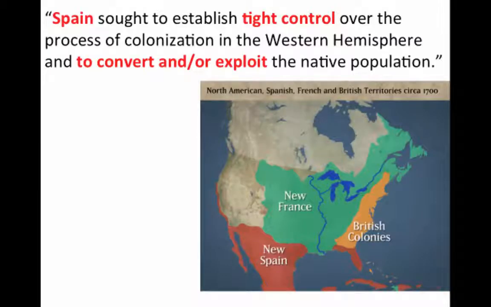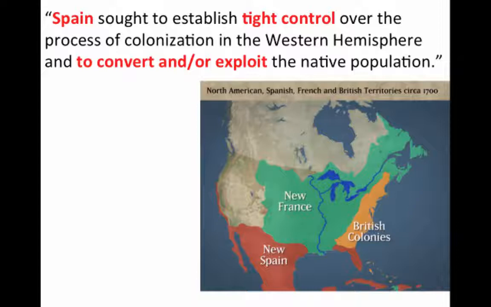Another important point is Spain is going to seek to establish tight control over the process of colonization in the Western Hemisphere and will attempt to convert and exploit the native population. So Spain is going to take over that orangish color, and when it comes to the modern day United States, Florida into the Southwest, Arizona, California, it's going to be secondary to their empire over here in what is today Mexico and down in Peru and Cuba. That's where the gold and the silver, the Aztecs, the Incas, where they conquered them.